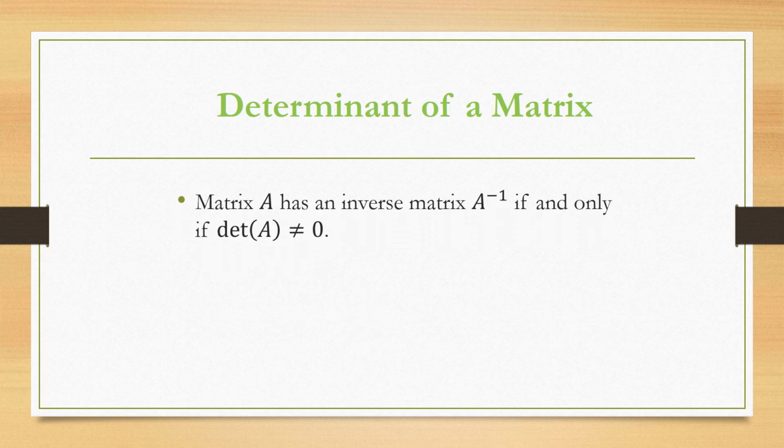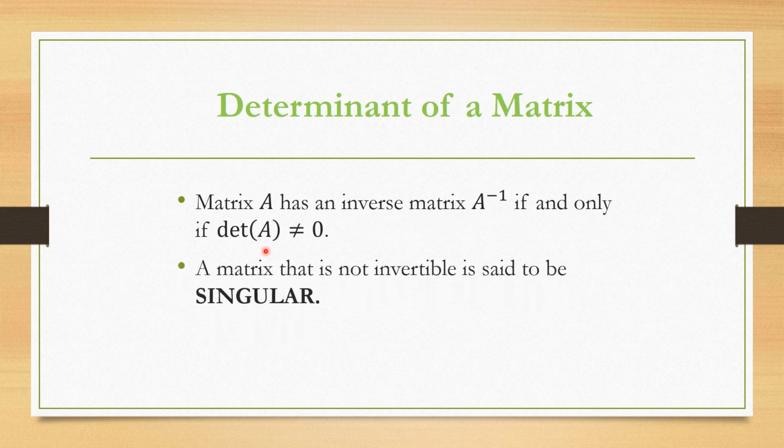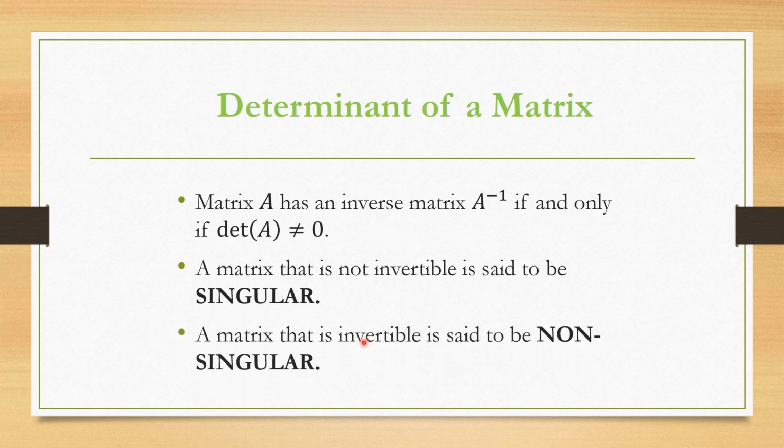Matrix A has an inverse matrix A inverse if and only if determinant of A is non-zero. Whenever we have no redundancy in the arrangement of a matrix A, then the inverse of the matrix exists. A matrix that is not invertible is said to be singular. A matrix that is invertible is said to be non-singular.